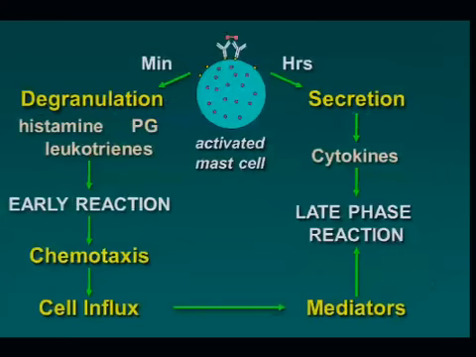So here is the activated mast cell in asthma. You have degranulation, release of various different mediators, an early reaction, and then a late phase reaction, the biphasic response typical of type 1 hypersensitivity.